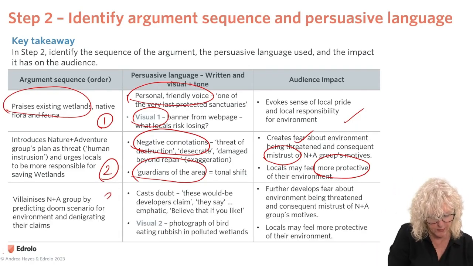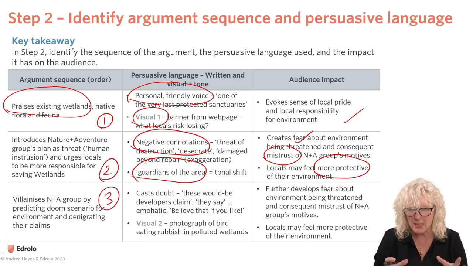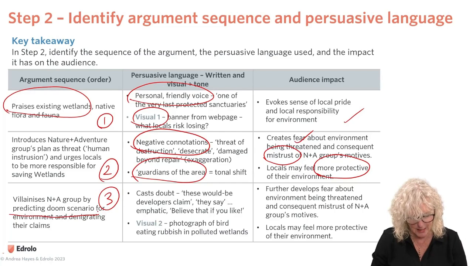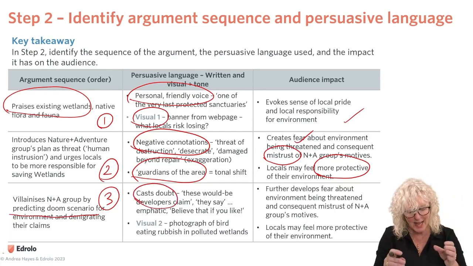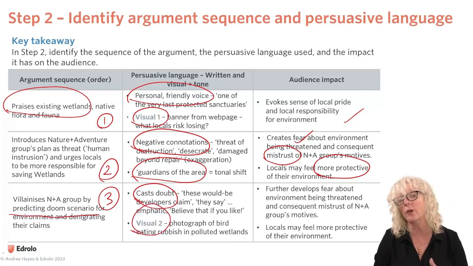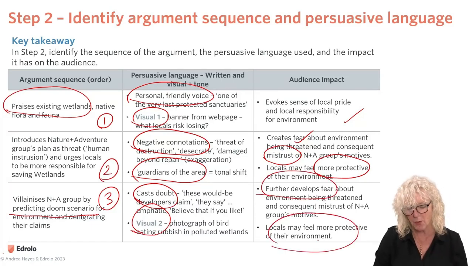If we go to our third point, the author or writer proceeds to villainise the group. This might make them out to be really bad. Predicts a doom scenario, denigrates their claims. So how do they do this? They cast doubt. They say, believe that if you like. Some of it's really obvious. And they use this emotive visual too, the photograph of the bird in the rubbish in the wetlands. And that rubbish is put there by humans. What effect does this have on the audience? Further develops fear and makes the locals feel even more protective, which is similar to the previous point, but they build on it.